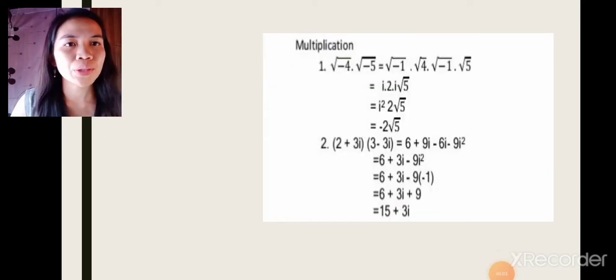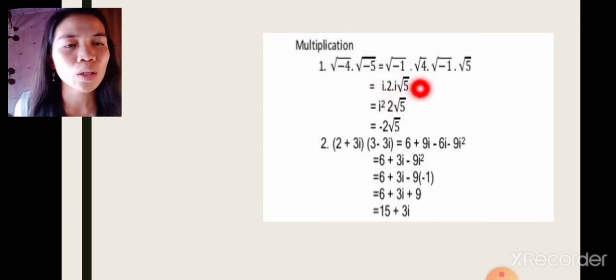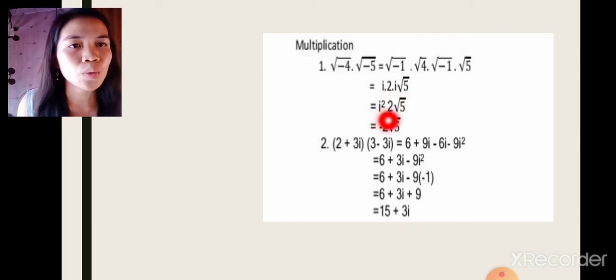So let's proceed to multiplication. Example number 1: the square root of -4 times the square root of -5 is equal to the square root of -1 times the square root of 4 times the square root of -1 times the square root of 5. The square root of -1 is equal to i. The square root of 4 is 2. The square root of -1 equals i. Then the square root of 5. So i squared times 2, then the square root of 5. I squared is equal to -1, times 2 is equal to -2. Then copy the square root of 5.